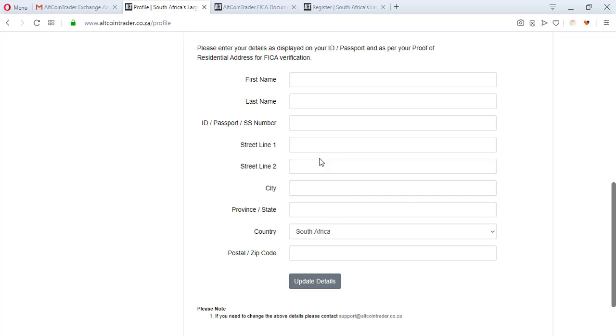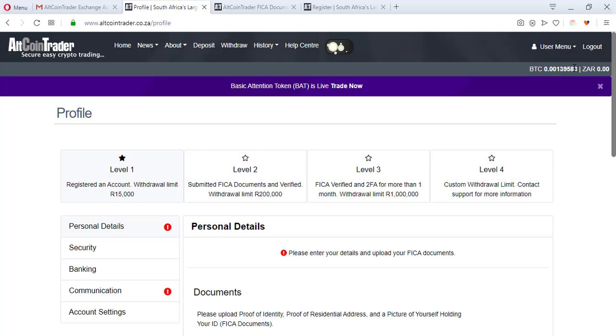These details are very crucial because take for instance, somehow you can't log into your account. How are they going to verify that you are the rightful person? So you have to put your ID and your verification, right? But if you don't want to verify your account, it's still fine, but you're gonna be limited on the amount that you're gonna withdraw.